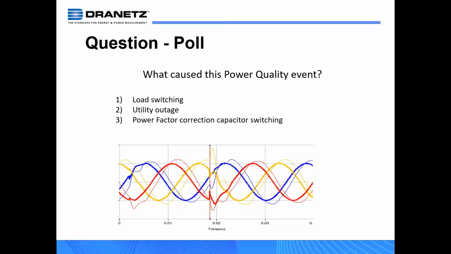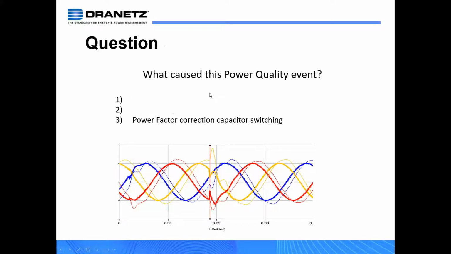Okay, so the results are here. 40% of you, 17 out of the 42 who answered, said load switching. One of you said utility outage, and 57% of you correctly said it's a power factor correction capacitor. Let me close this out here. And Ken, can you still see the slides? Okay, we're good.